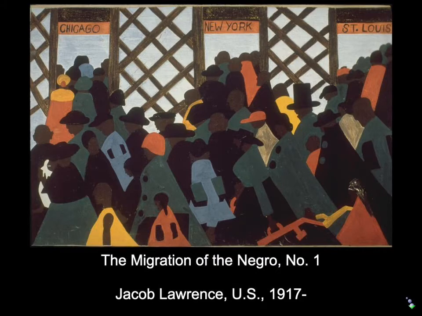Here is another work, The Migration of the Negro, #1. This is from a series of 53 small paintings he did. These are all on hardboard, which is a kind of compressed cardboard, and they're in gouache, which is a thick watercolor. These are partly materials he could afford, but they also help him work quickly.